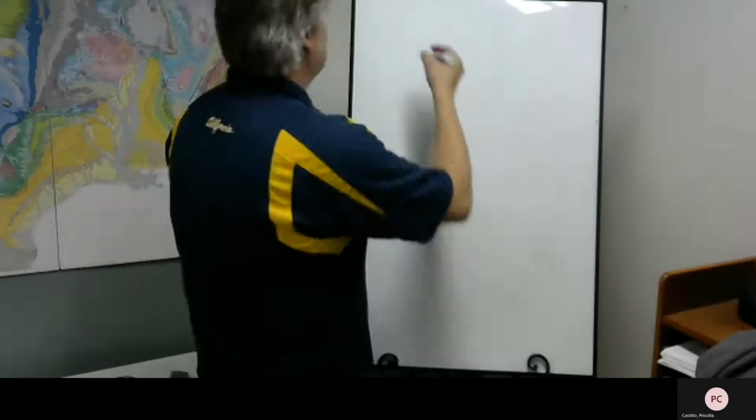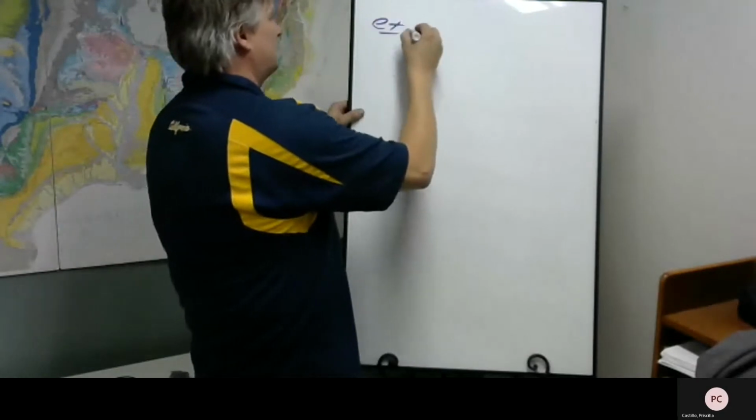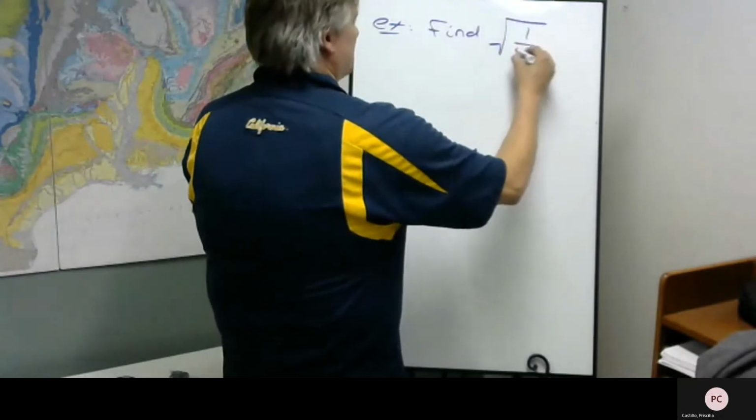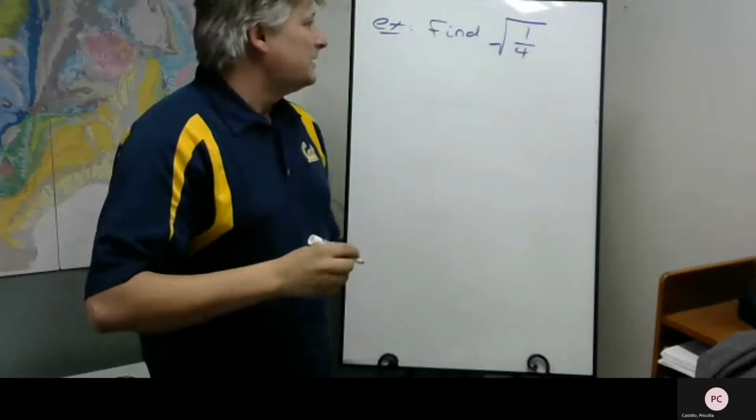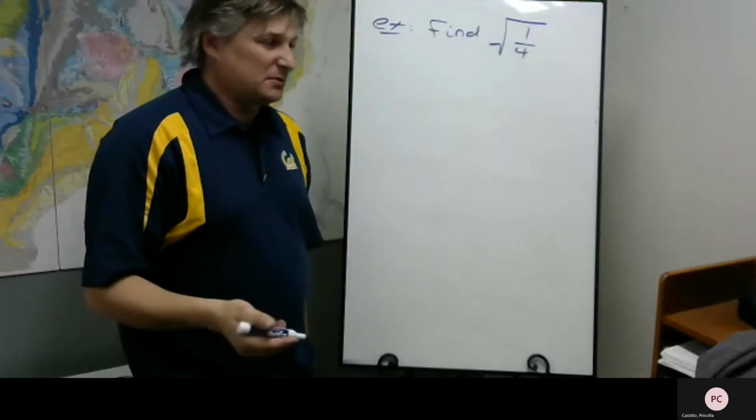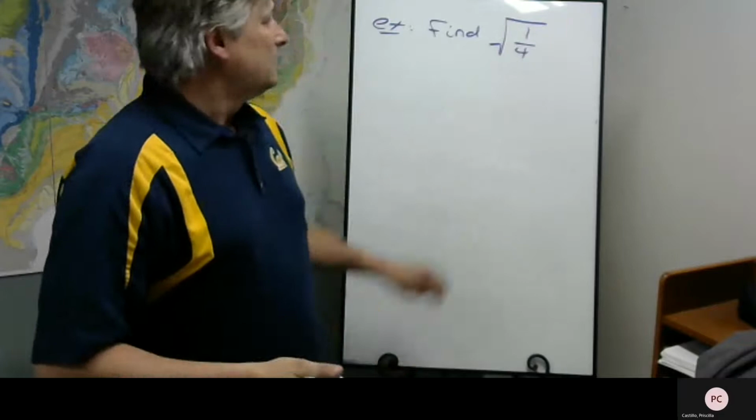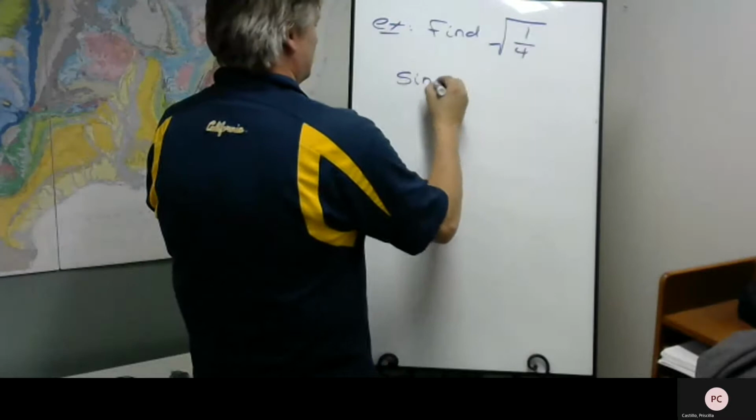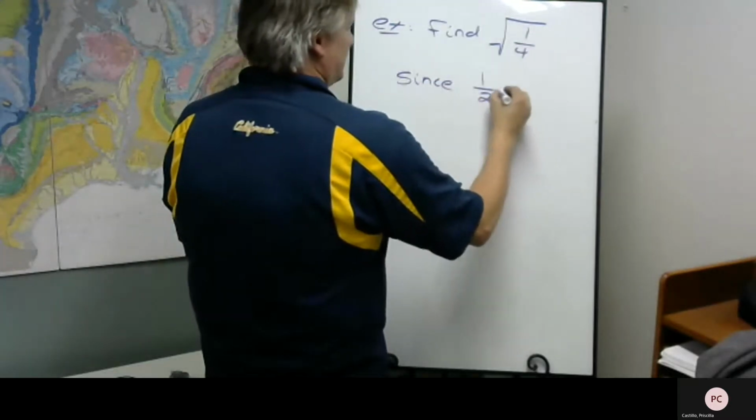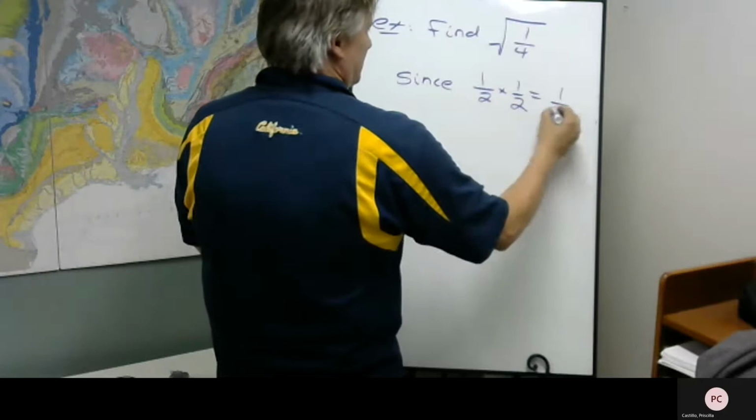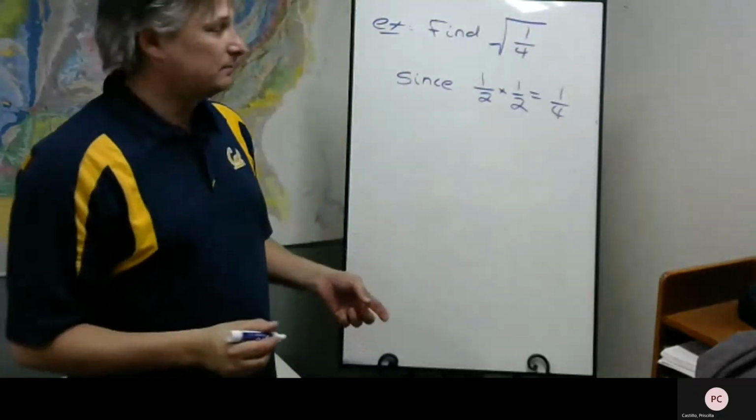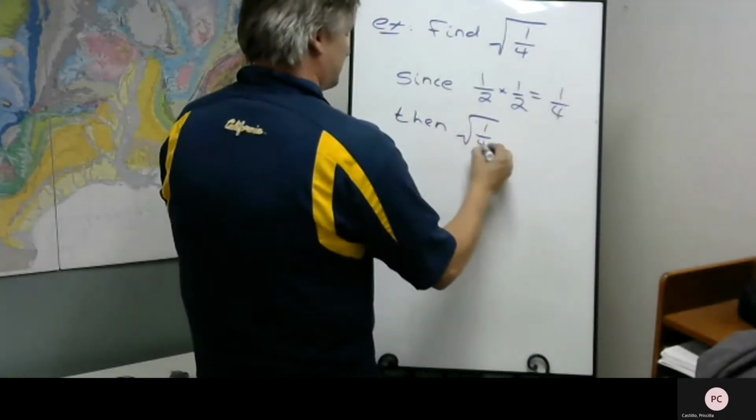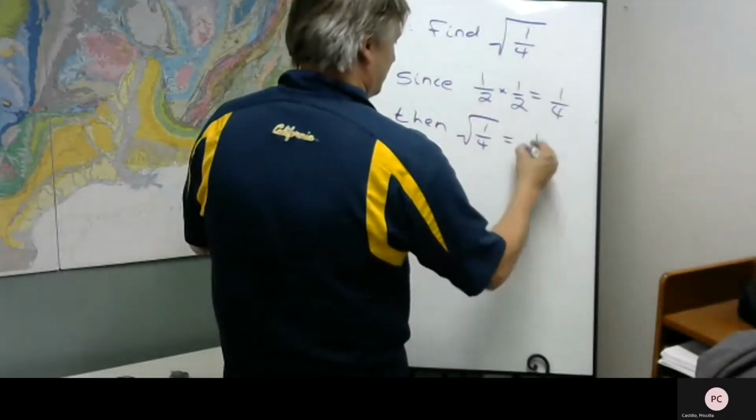So for example, let's say you want to find the square root of 1/4. Now admittedly, you want a little bit of experience sort of playing around with multiplying numbers. We make this note. 1/2 times 1/2 equals 1/4. That means the square root of 1/4 equals 1/2.